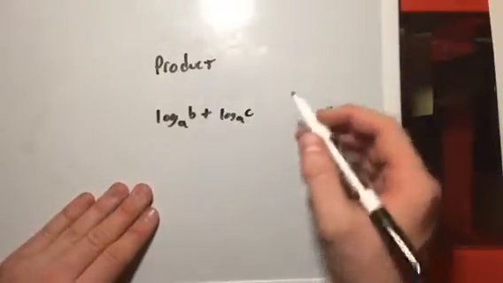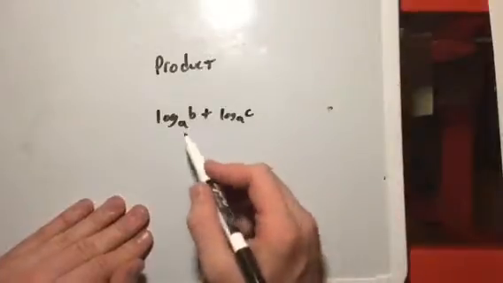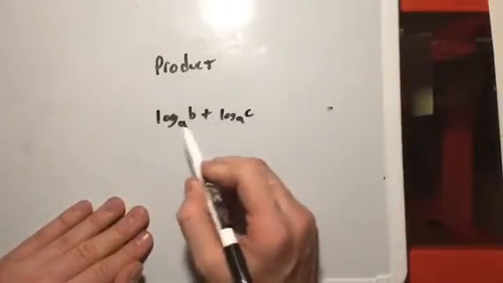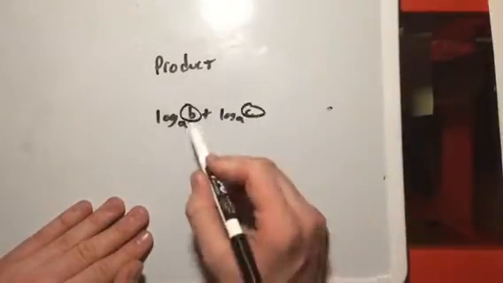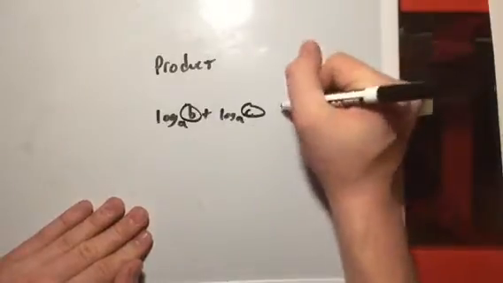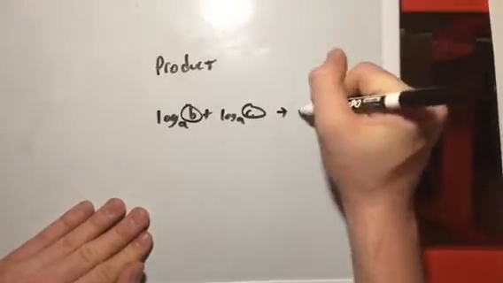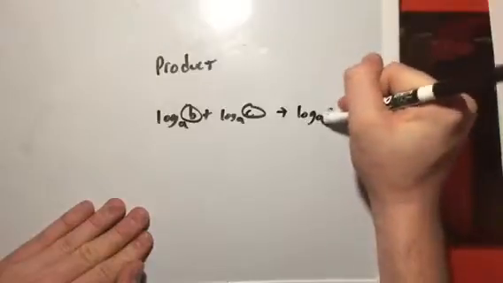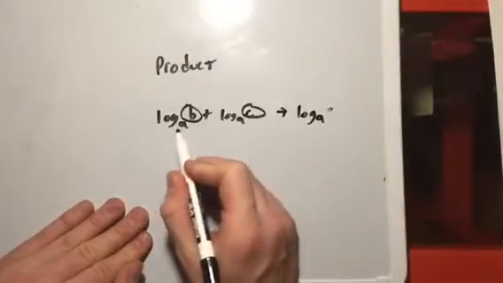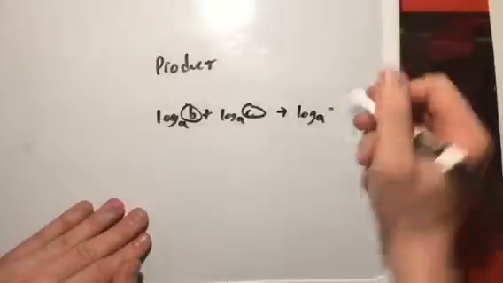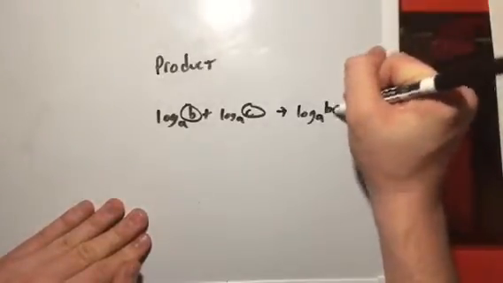So now when we're trying to add them, we take these two, B and C, and we multiply them together. So this would look like log base A, remember we have the same base, of B times C.